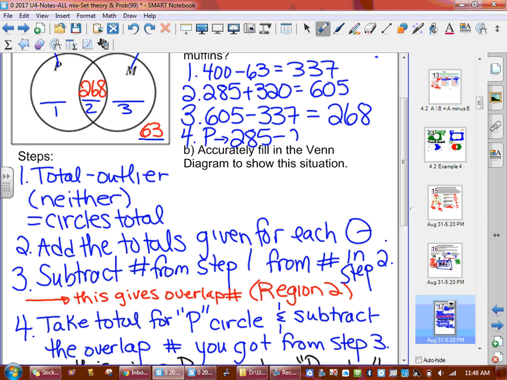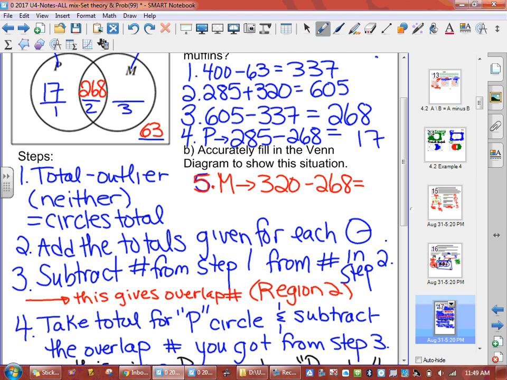So region 1 is 17. Step 5, I'll write it down here in red so you can see it. Step 5, we're doing M only, so I take the total of M, 320, and I subtract 268 to give me M only, which is 52. So if we add regions 1, 2, 3, and the outlier of 63, they will all add up now to our total of 400. Okay, check your work. Make sure it is identical.